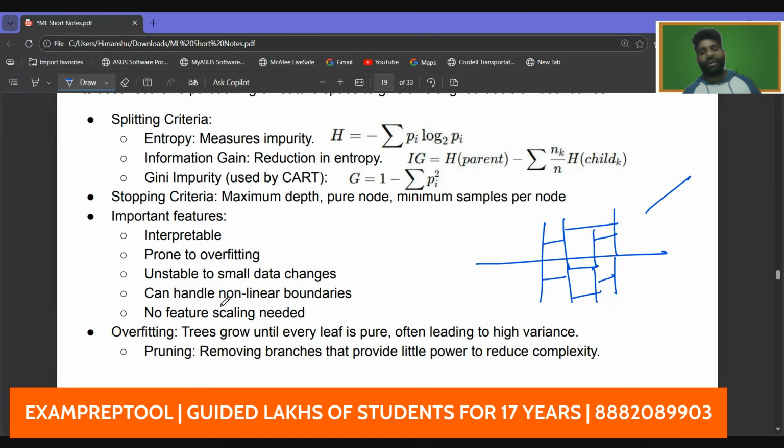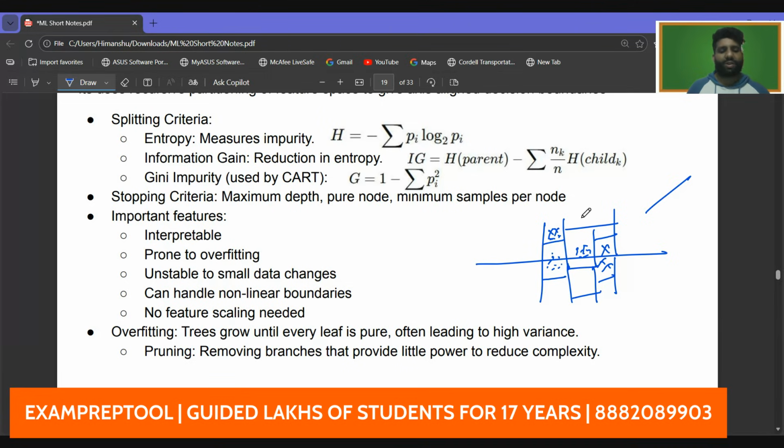Can handle nonlinear boundaries. For an example, if some of my data points were lying over here as crosses and over here as something else, this kind of thing is possible with decision trees easily, but we cannot really do this with every other algorithm. So it can handle non-linear boundaries. No feature scaling needed because there is no distance calculated. It is splitting on the scale, but we are never calculating the distance, so feature scaling is not required.